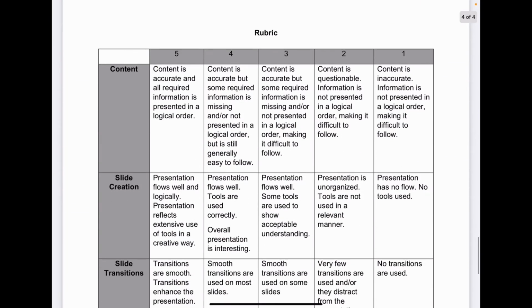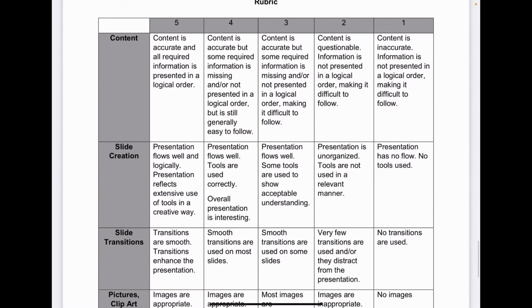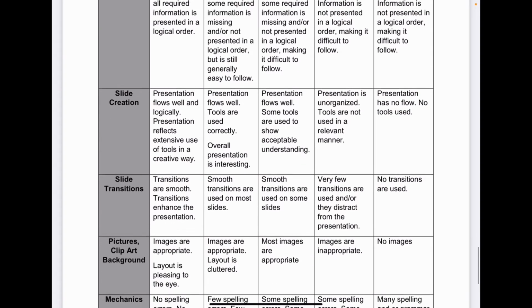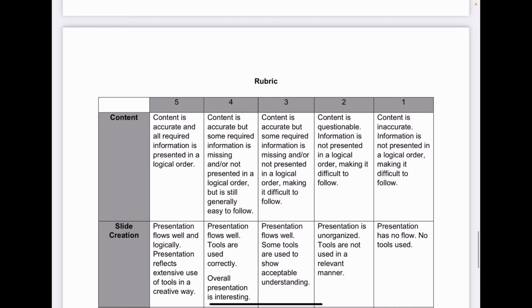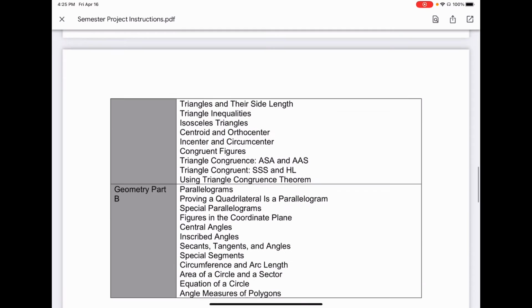This is the rubric you'll be graded on. Basically, it discusses your content, how your slides are, how your slide transitions are, your pictures, your clip art, your photographs, and your mechanics. How is your writing and all those things. Basically, I wouldn't worry too much about this. If you go ahead and turn in a presentation that contains all these slides, contains a couple photos, and some text, you'll go ahead and you'll receive a 100. So don't worry about this too much.